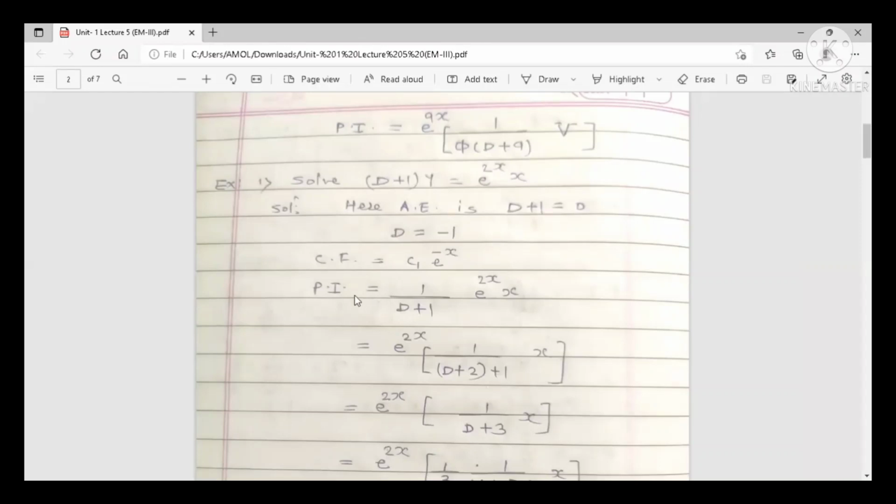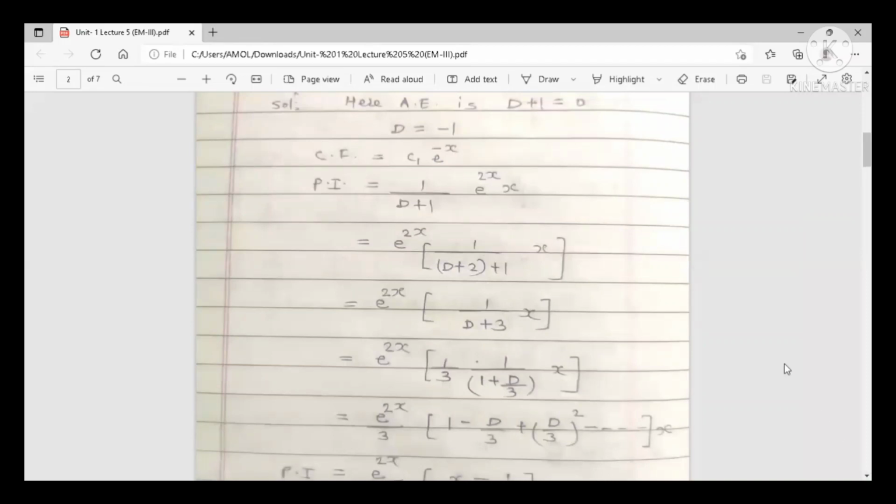The formula is PI is equal to 1 upon phi of D into f of x. Now phi of D is D plus 1. So the formula is 1 upon D plus 1 into the function e raised to 2x into x. Now this is case 5, the e raised to ax into v case. So the function v is the linear function x. Now using the formula, you solve for the exponential function first.